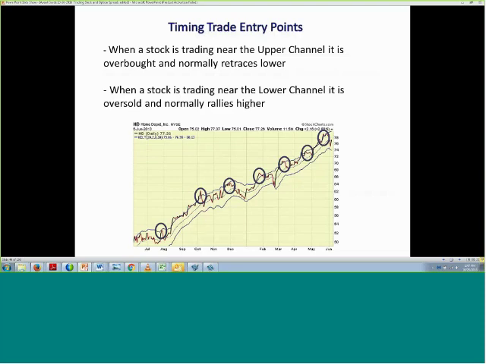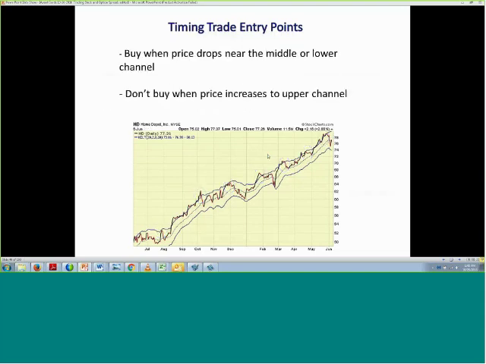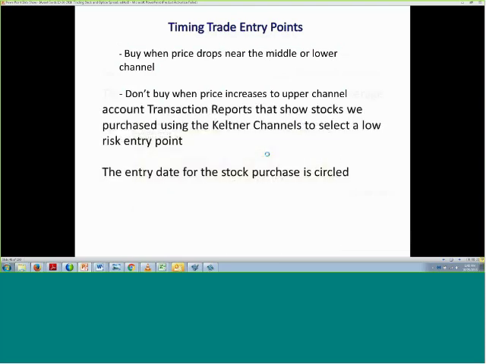So when a stock is trading near the upper channel, it's getting overbought. When it's trading near the lower channel, it's getting oversold. So we can see that when it gets overbought, it normally retraces, and then when it gets oversold, it normally rallies. So we can see oversold rallies, oversold rallies, oversold rallies. So we use the Keltner channels to help us time our entry, and we don't want to buy when the stock is trading near the upper channel. We want to wait till it retraces towards the middle or lower channel.